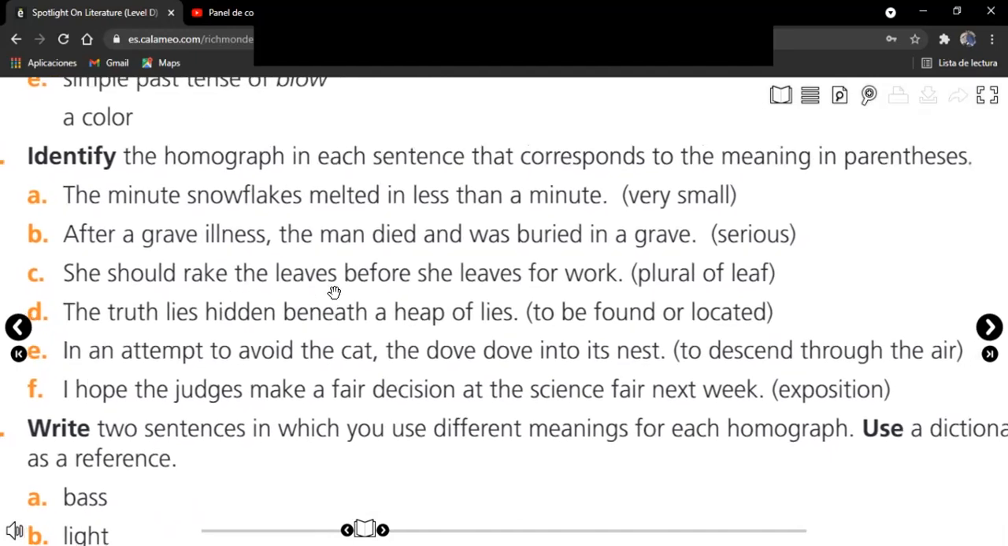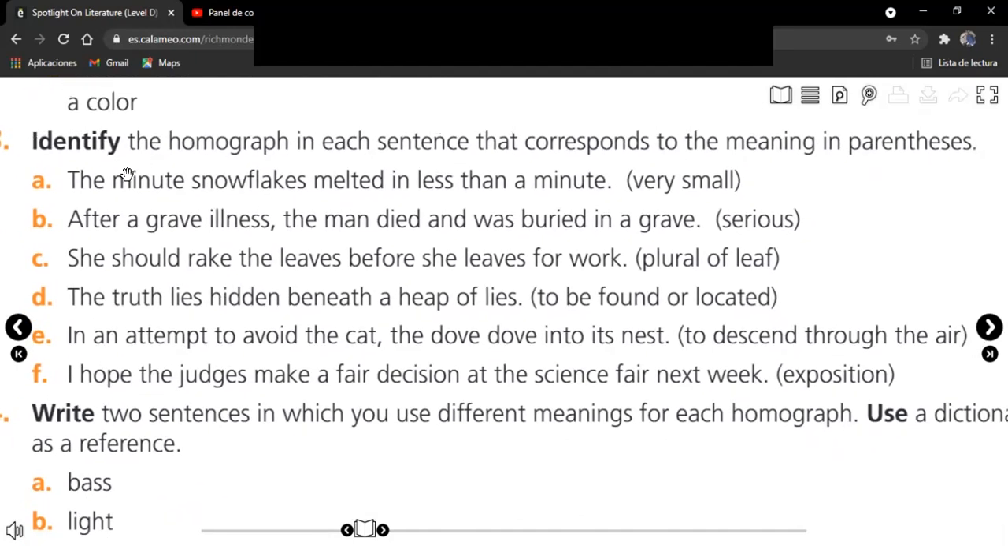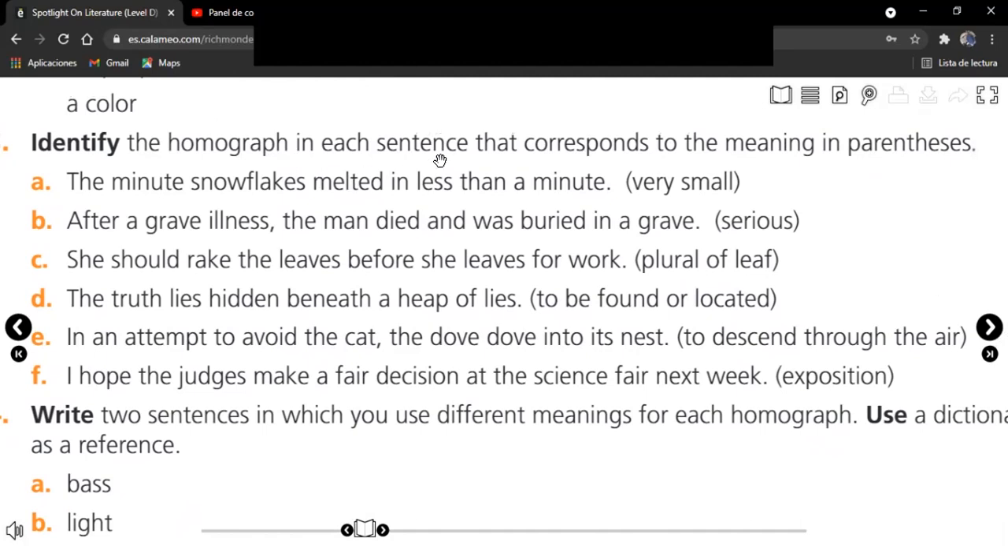Then you have to complete by yourself exercise number 3. Identify the homographs in each sentence that correspond to the meaning in parentheses. The one that means very small. The minute snowflakes melted in less than a minute. Very small is this one. This minute here means 60 seconds.